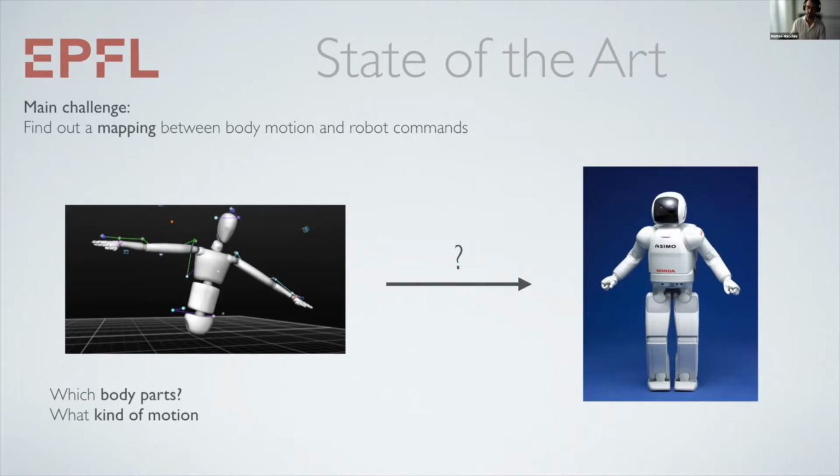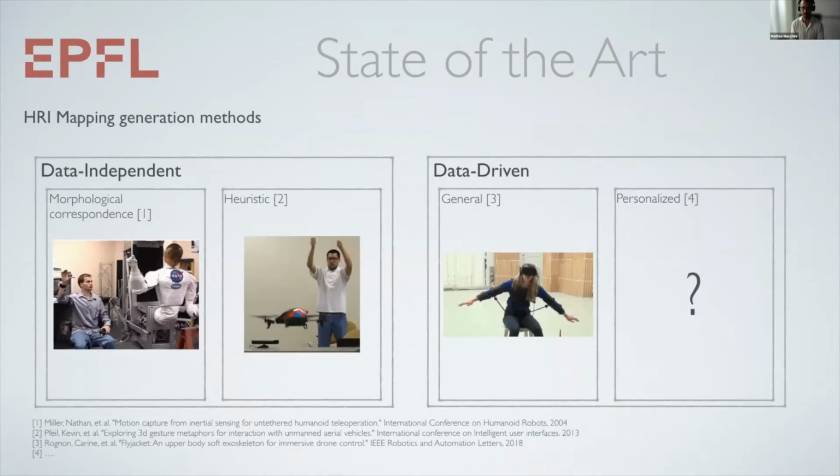Now, this challenge is smaller if you're controlling humanoid robots, because you can map the motion of the person one-to-one into the motion of the robot. But if you're controlling robots which are more complicated or very different from the human body, such as drones or mobile robots, that is a more challenging aspect. There are no standard ways of defining HRI mapping methods, but we can cluster them into two big families.